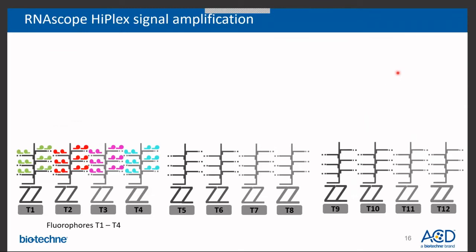And then in a 15-minute incubation step, you apply the first set of tagged fluorophores. So these are four different fluorescent dyes tagged with 4 distinct oligo sequences, such that the fluorophores will only attach to the T1, T2, T3, and T4 amplification trees, respectively. You counterstain with DAPI and coverslip, and then take an image to detect this first set of 4 probes.